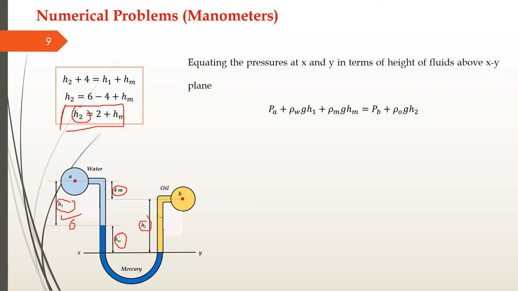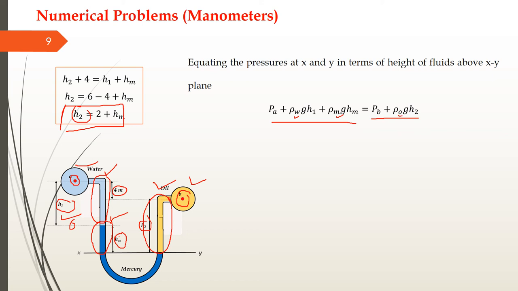So we will use the principle which we use in case of manometers: the pressure at point A plus the pressure due to this liquid level and the pressure due to this one will be equal to the pressure due to this oil and the pressure at point B. You can recognize that we'll have three terms equated to these two terms. So PA plus rho W g into H1, as we have done in the previous case, plus rho M g into HM, will be equal to PB plus rho O g into H2. M is your mercury, W is your water, and rho O is your oil.